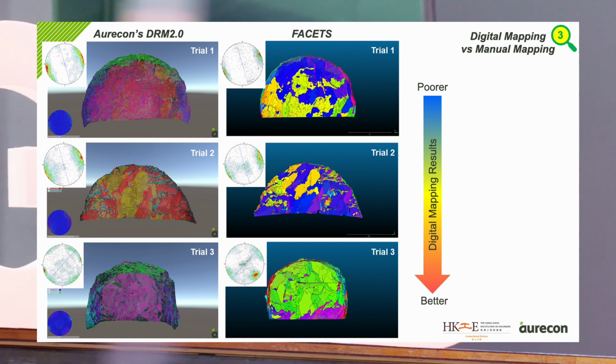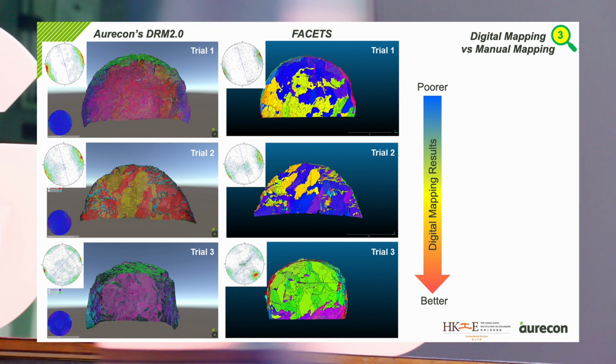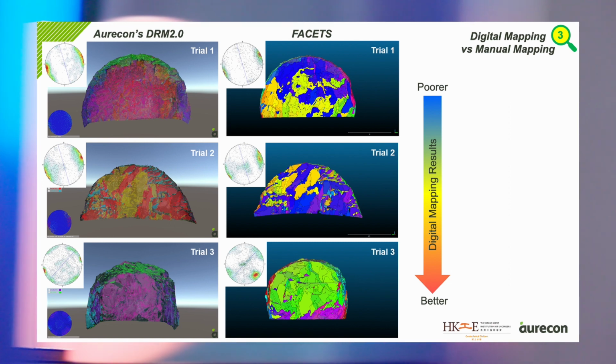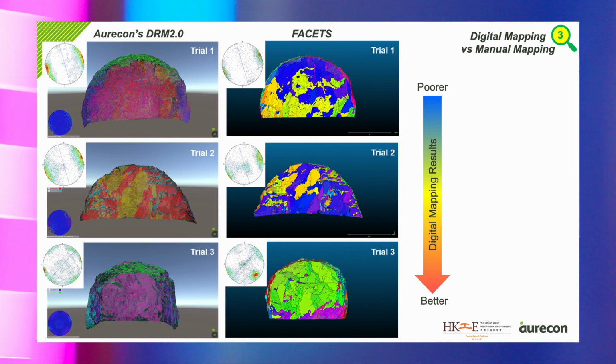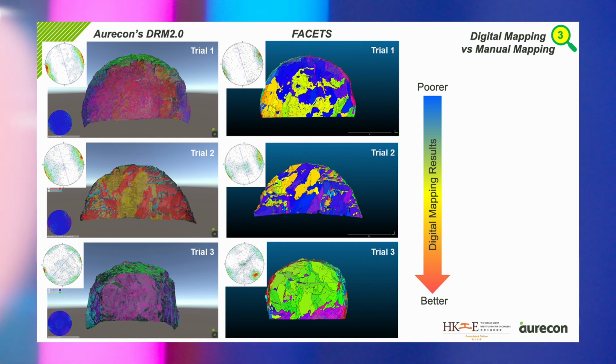The point clouds were then tested for semi-automatic extraction of rock mass discontinuities using DRM 2.0, which is an Oricon in-house developed software, and PHASES, which is free software. In general, the digital mapping results are found to be in good agreement with the manual mapping in Trials 2 and 3, and to a lesser extent in Trial 1.